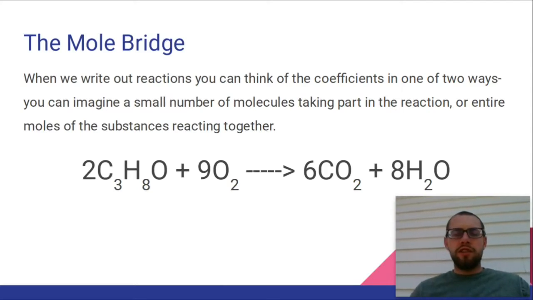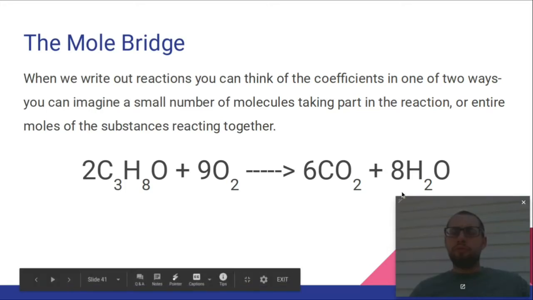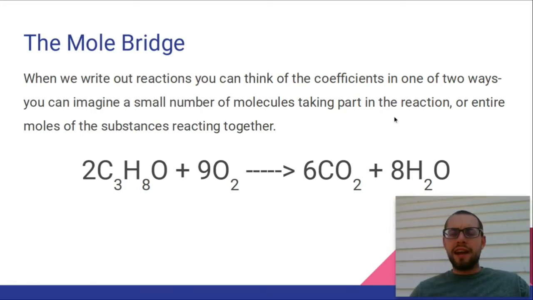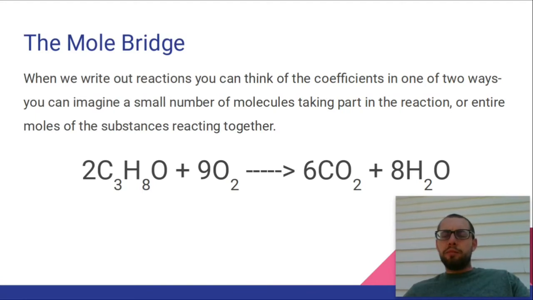So in other words, for every 2 molecules of isopropyl alcohol that get burnt up, I'm going to need to use 9 molecules of oxygen gas. I'll produce 6 molecules of carbon dioxide and 8 molecules of water. That's what these coefficients mean. That's how this reaction is going to balance. I'm telling you that ratio is always going to be the same. Even if the numbers themselves change, the ratio between them will stay the same.